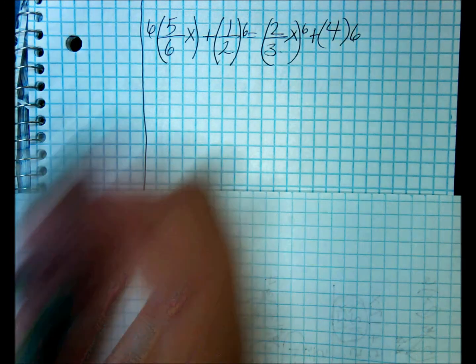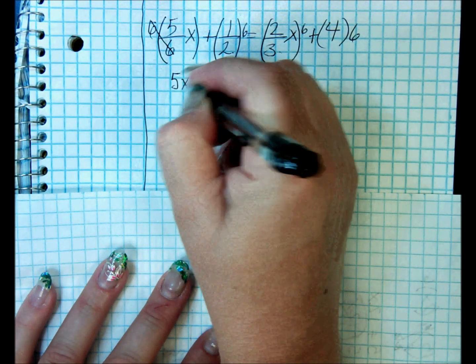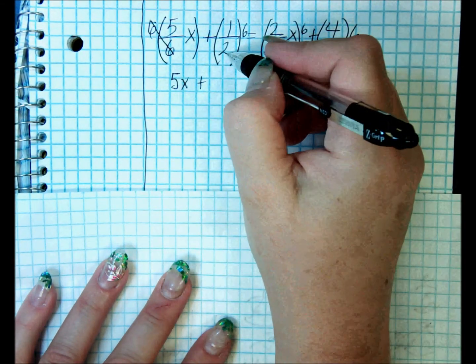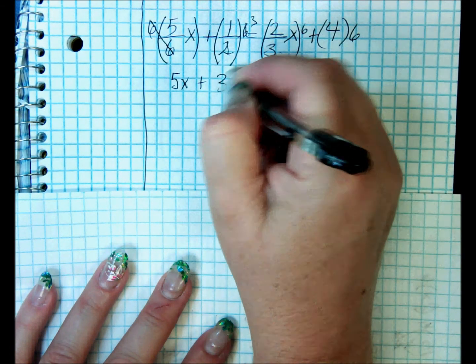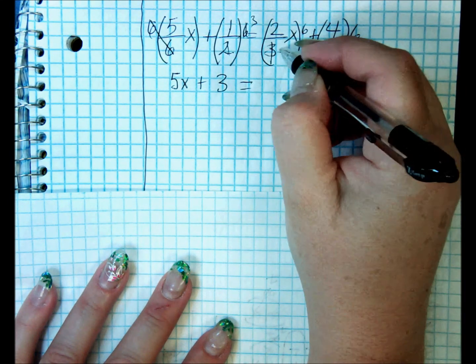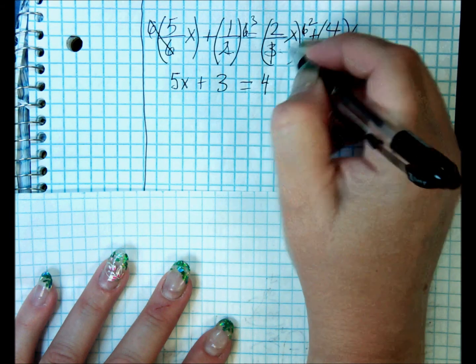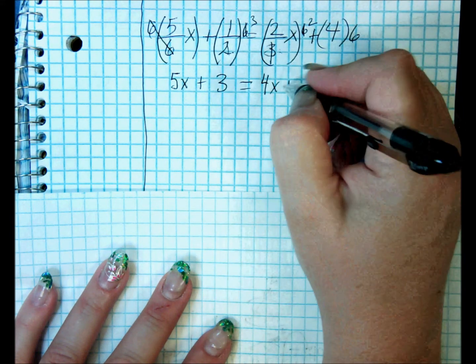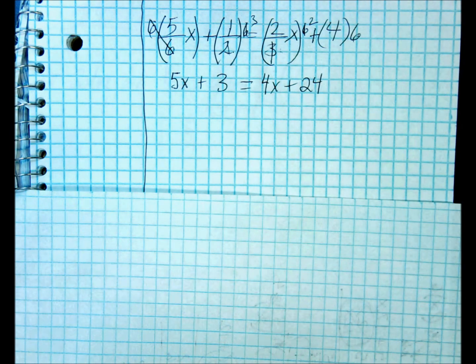it's not fair. 6 divided by 6 is 1, and you're left with 5x. Again, 2 divided by 2 is 1, but 6 divided by 2 is 3. 3 times 1 is 3. Bring down my equal. 3 divided by 3 is 1, and 6 divided by 3 is 2. So 2 times 2 is 4x. And there's nothing to divide. Just 4 times 6 is 24. Much calmer problem, much easier problem to handle.